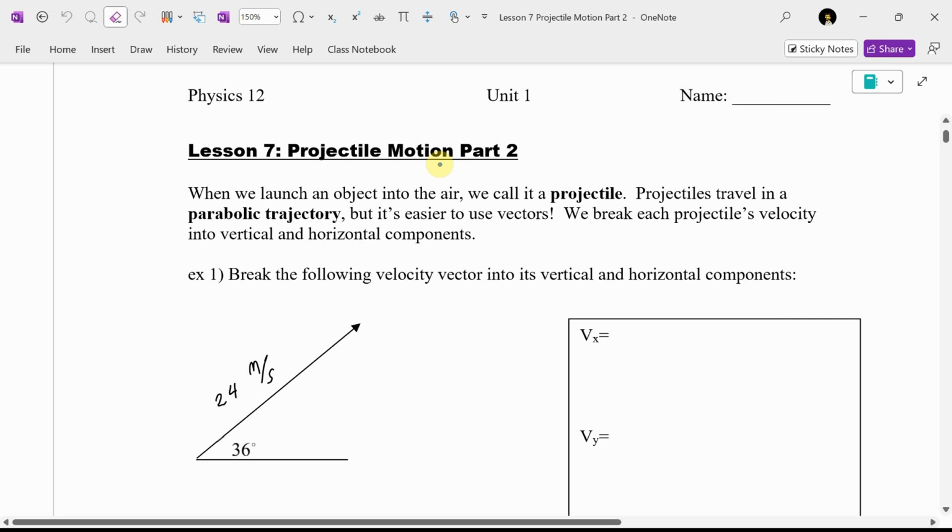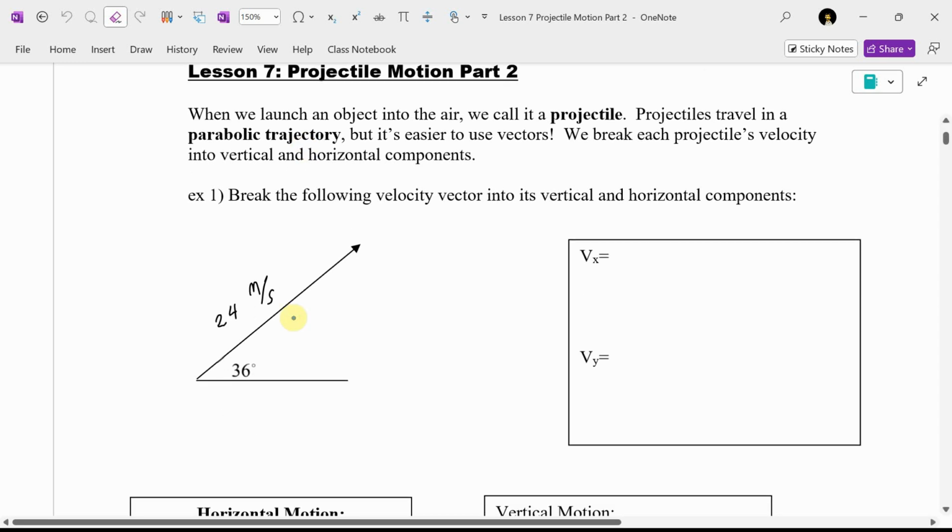We said when we launch an object into the air, we call it a projectile, and if we ignore air resistance, projectiles travel in a parabola. In fact, the math you learned in Math 11 last year about the parabola, especially finding the vertex, is one way you could find the maximum height of a projectile: turn it into a parabola and find the vertex by completing the square. That's a fairly lengthy way. We have more tools at our disposal because we've got some physics we can use, but that would work for what it's worth. First of all, we're going to break each projectile's velocity into vertical and horizontal components.